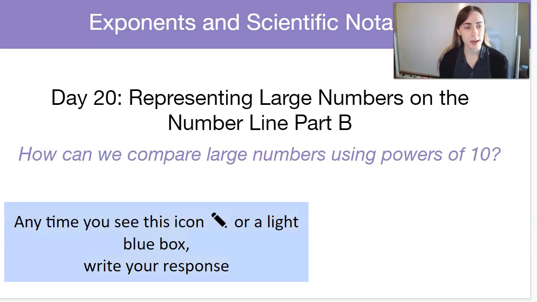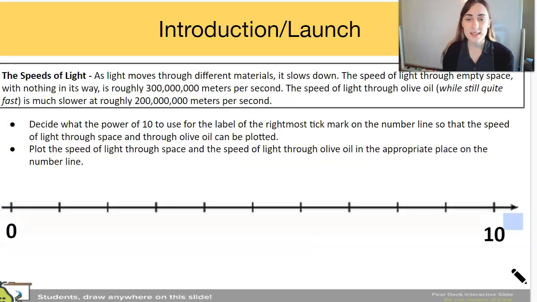I'm an 8th grade math teacher, and today we're going to be talking about how to represent large numbers on the number line. So today's introduction/launch section on slide A starts off with some information for us about speeds of light. So read along with me while I read that first part out loud.